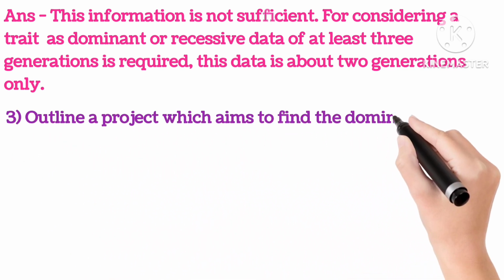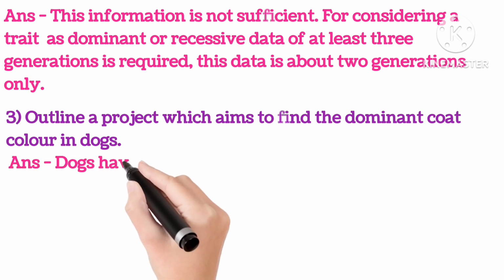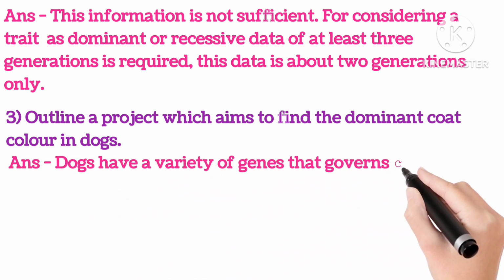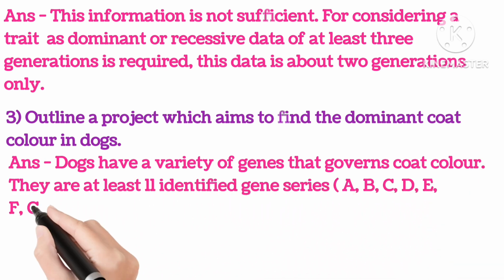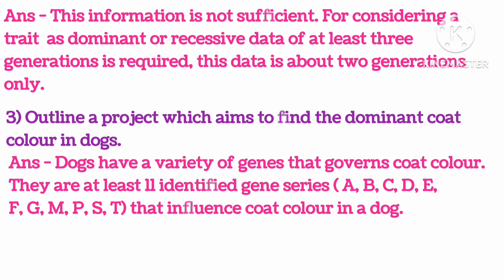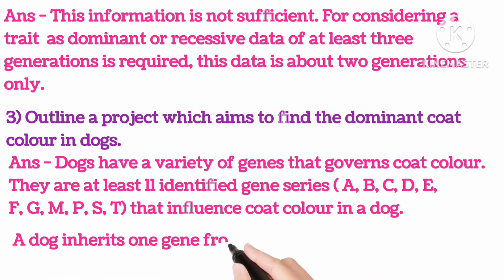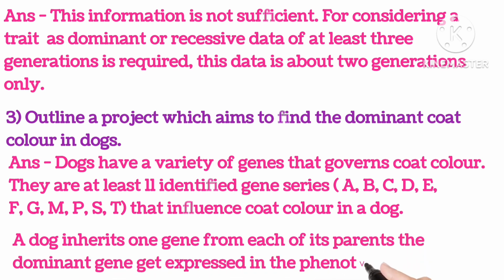Third, outline a project which aims to find the dominant coat color in dogs. Dogs have a variety of genes that govern coat color. There are at least 11 identified gene series like A, B, C, etc. that influence coat color in the dog. The dog inherits one gene from each of the parents and the dominant gene gets expressed in the phenotype.